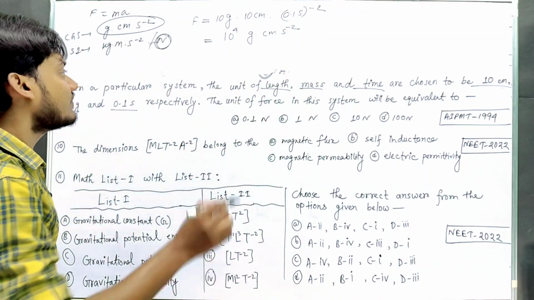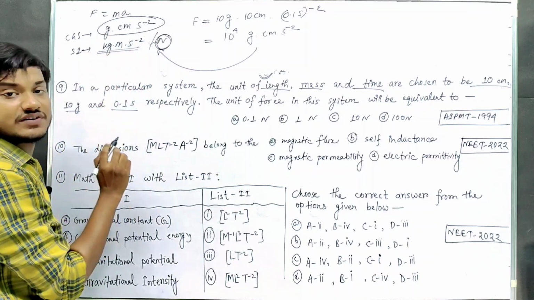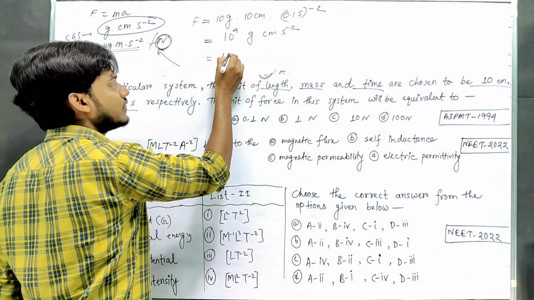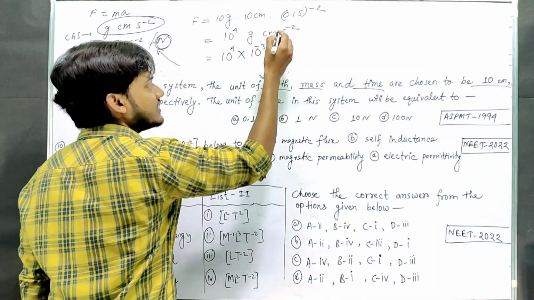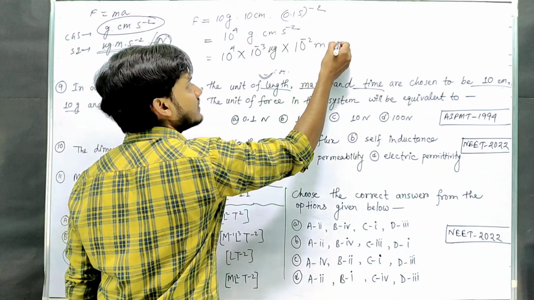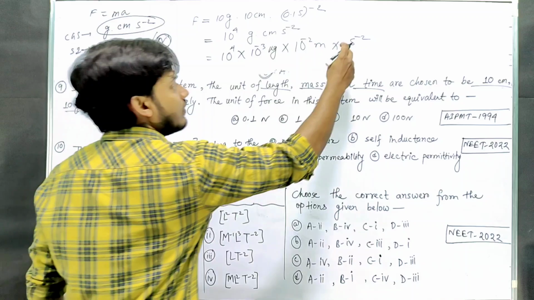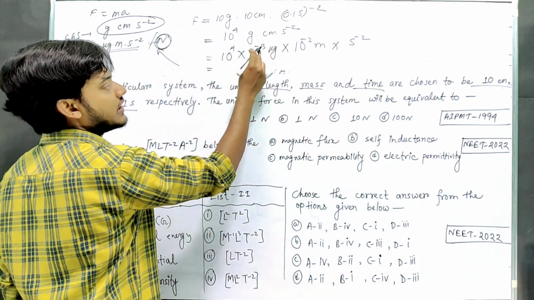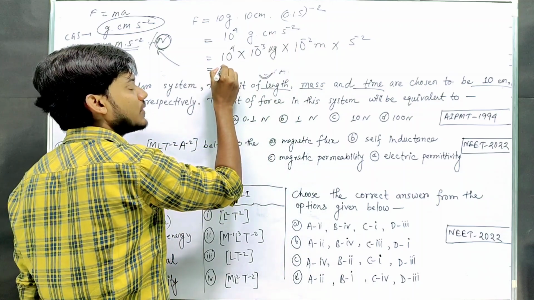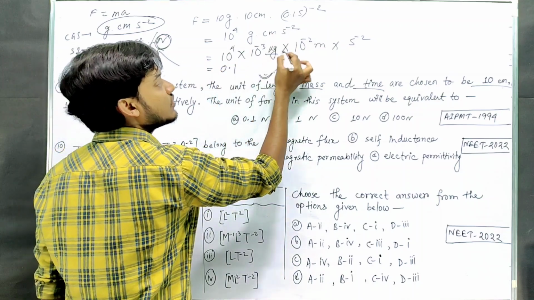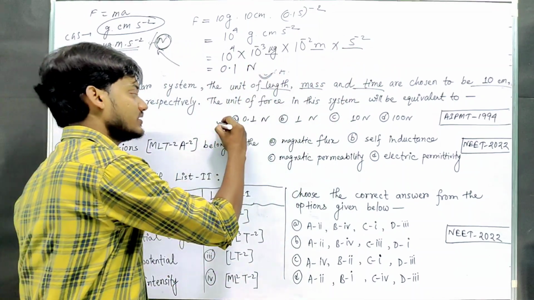But we have to convert it into Newton. Newton means kilogram meter second inverse 2. So we can write 10 to the power 4. 1 gram means 10 to the power minus 3 kilogram, 1 cm means 10 to the power minus 2 meter, and second is second. Now 10 to the power 4, 10 to the power minus 3, 10 to the power minus 2, that is 10 to the power minus 5 plus 4. So 10 to the power minus 1 means 0.1 kilogram meter second inverse 2, which means Newton. So the right answer is 0.1 Newton.